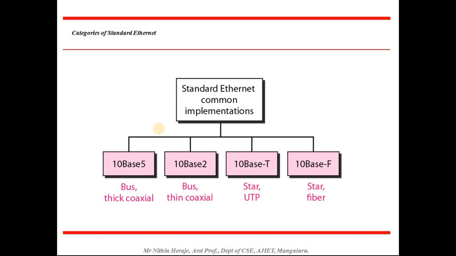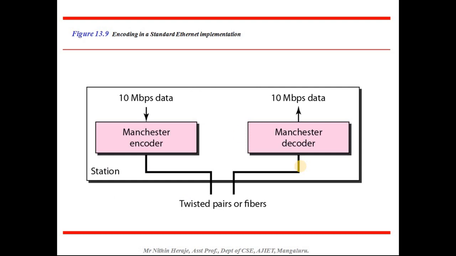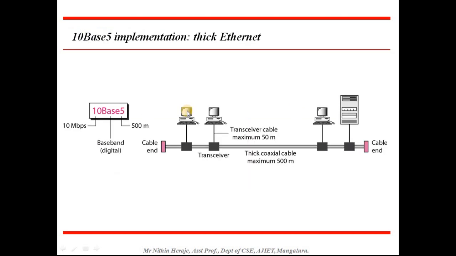Next is the standard Ethernet. These are the common implementations: the 10Base5, 10Base2, 10Base-T, 10Base-F. These are the different implementations, so we'll just look at it one by one. The 10 Mbps data uses a Manchester encoder and is sent via twisted pairs or fiber cables, received, and then decoded with a Manchester decoder, and the receiver gets the data.